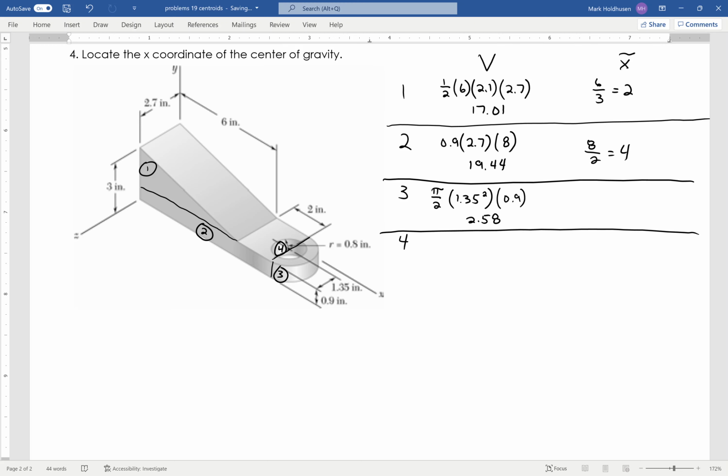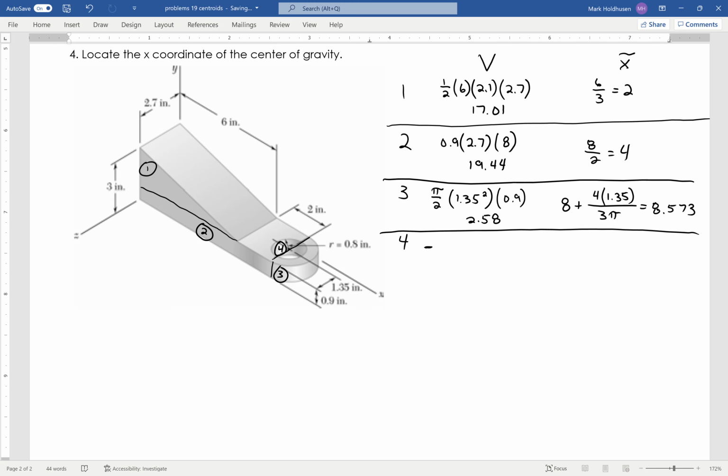Okay, and its x tilde. What I know is the location of the centroid is 4r over 3 pi from the flat side of a semicircle. That flat side is already 8 inches away from the axis of interest, so it's going to be 8 plus 4r over 3 pi, where r is 1.35. From this, I get 8.573. Okay, then I've got the circle, which is really a hole, so it's going to be negative because I'm taking this away from it.